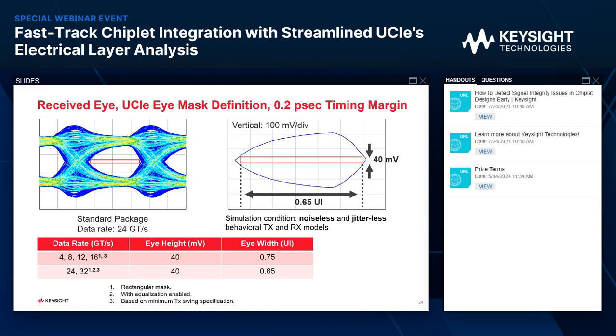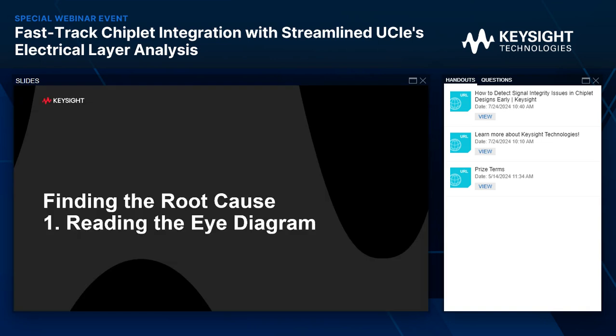Now the conclusion for this slide is that while the simulation condition is noiseless and jitterless, even with that condition, the eye is almost closed. This is bad news. To open up the eye and solve any signal integrity problems, we have to find the root cause. Now first, let's dig a little deeper into the eye diagram.